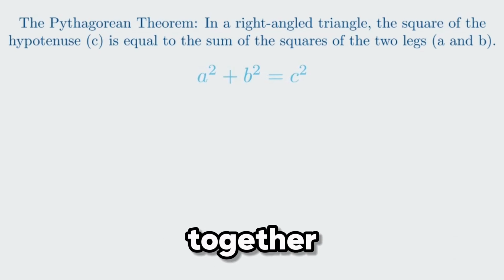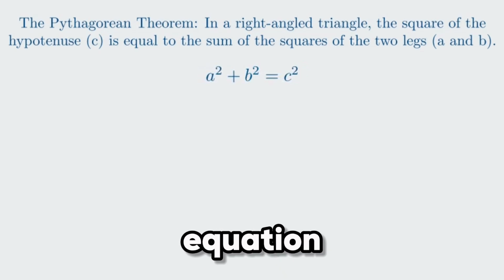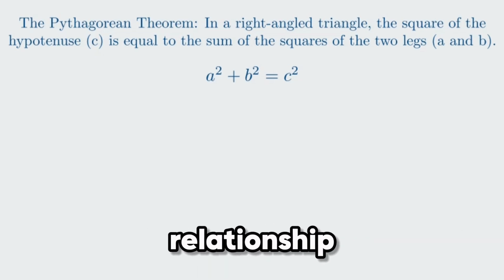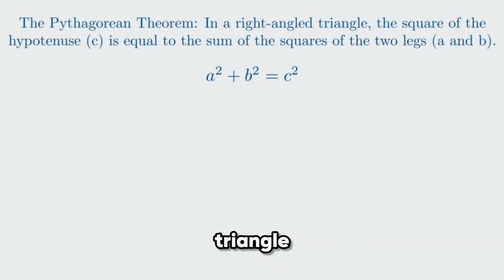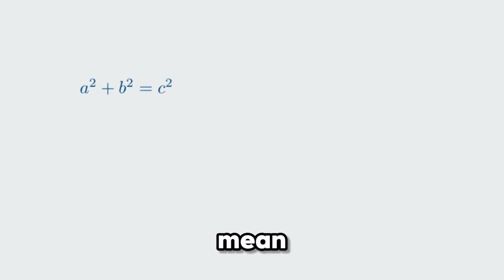Let's say that together. A squared plus B squared equals C squared. This equation is the heart of the Pythagorean theorem. It describes the relationship between the three sides of any right triangle. As long as you know two of the sides, you can find the third. That's the formula, but what does it actually mean?